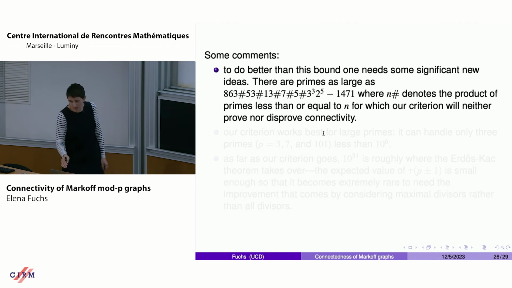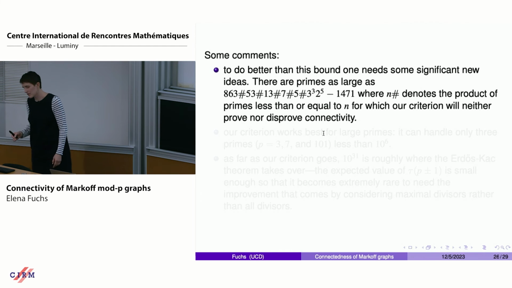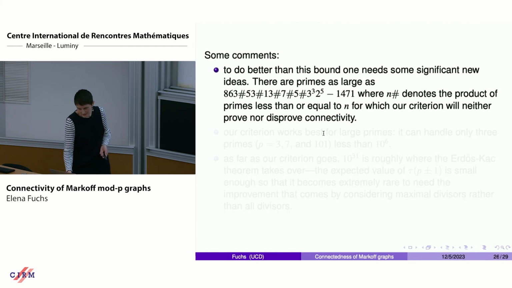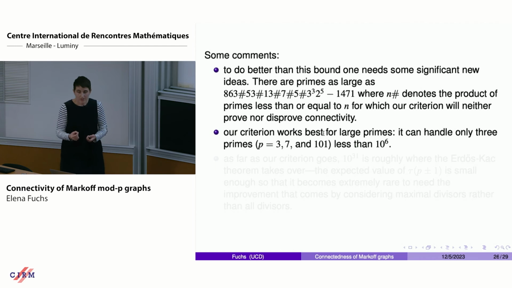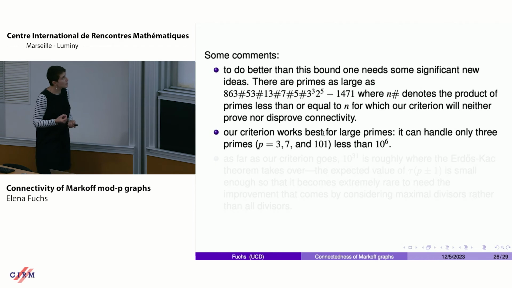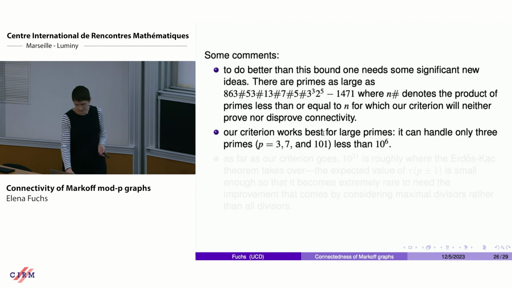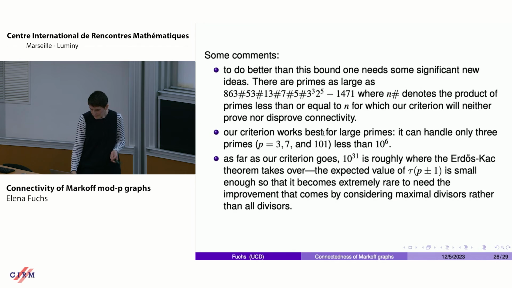And I don't think you're going to be able to just fine tune what set of divisors you're looking at more and more to really get a wonderfully better bound. Another note is our criterion works best for large primes. If you look at primes less than 1 million, you can basically not handle almost any primes. I'll show you some data on that later as well.